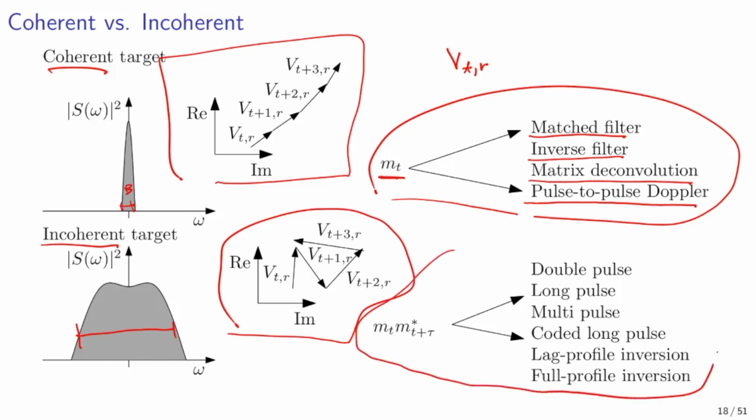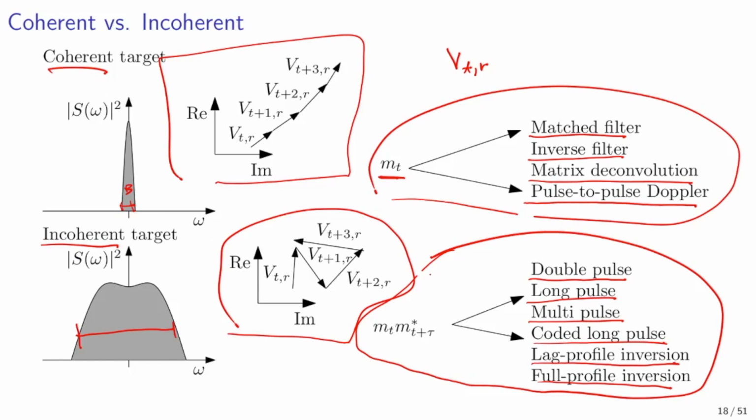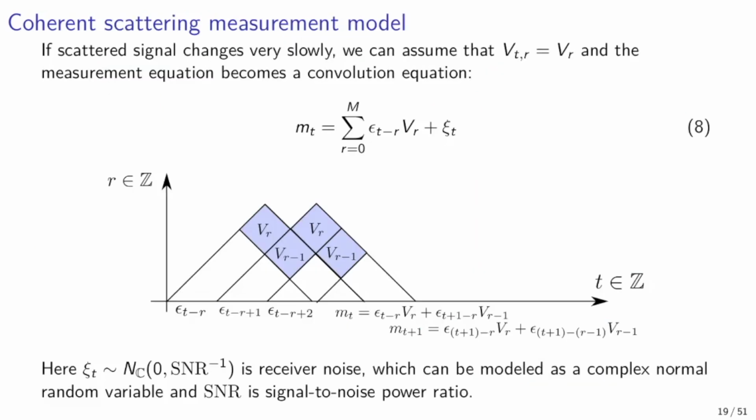Some selected techniques that can be used for radar signal processing of incoherent targets are shown on the right as well. These are the double pulse, the long pulse, multi-pulse, coded long pulse, lag profile inversion, and full profile inversion. The one thing in common for these techniques is that they estimate the second-order statistical properties of the radar echo and operate on lag products of the received signal. Let us begin by introducing techniques that can be used for coherent radar targets.